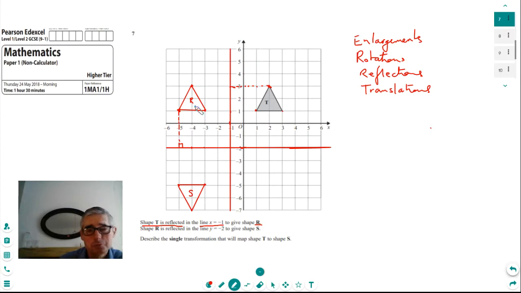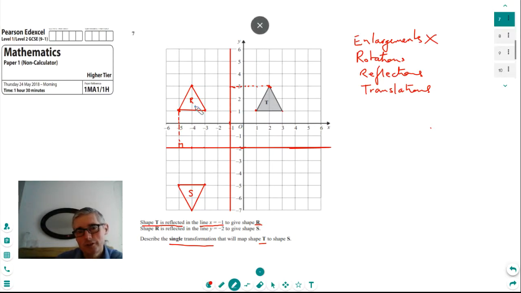Okay, so the final point of the question is we're being asked to describe the single transformation that will map shape T, our original shape, onto shape S. So let's have a look at that with regard to the available transformations. Is it an enlargement? Well, it's the same size actually, so I think we can discount that one. It's neither enlarged or reduced in size.